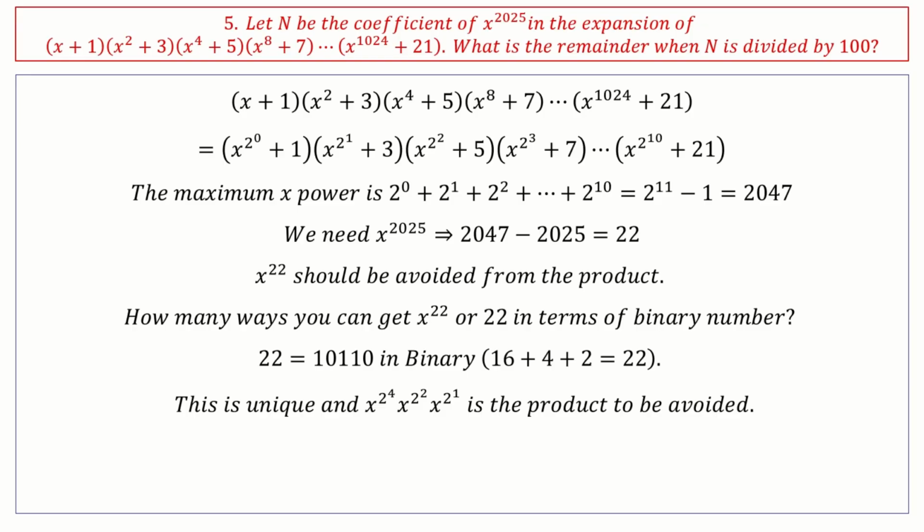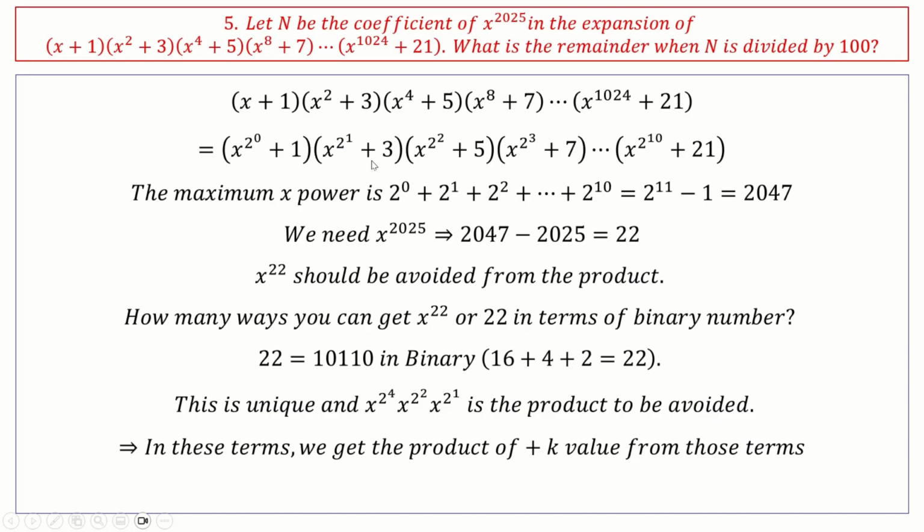These are the values I should remove. So, which means in this space, I will get the plus k part of it. 2 to the power of x to the power of 2 to the power of 4. The constant term is 9, because it's going 1, 3, 5, 7. So, next one is 9. And x to the power of 2 square is 5. X to the power of 2 to the power of 1 is 3. So 9 into 5 into 3 is the product which will be added to this quotient.